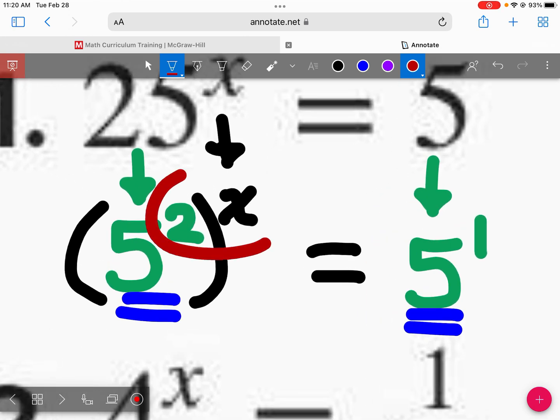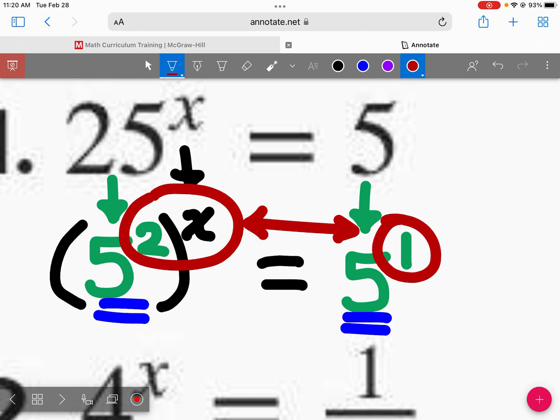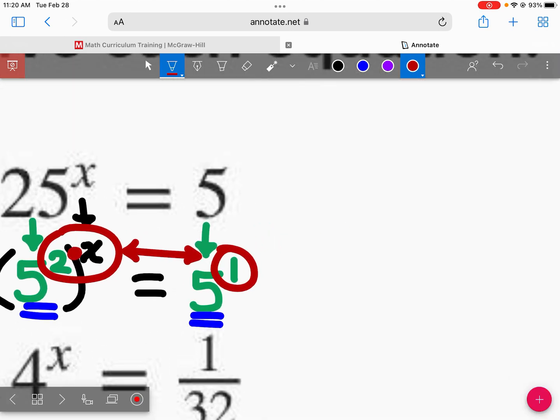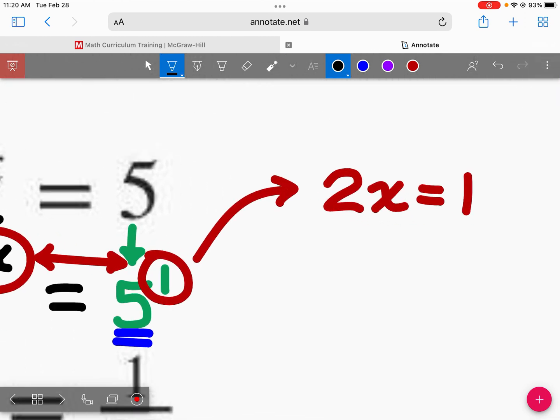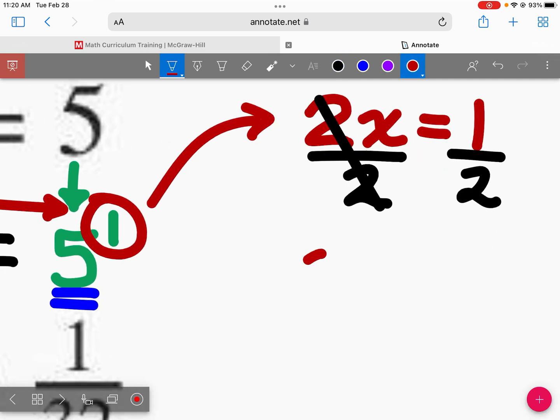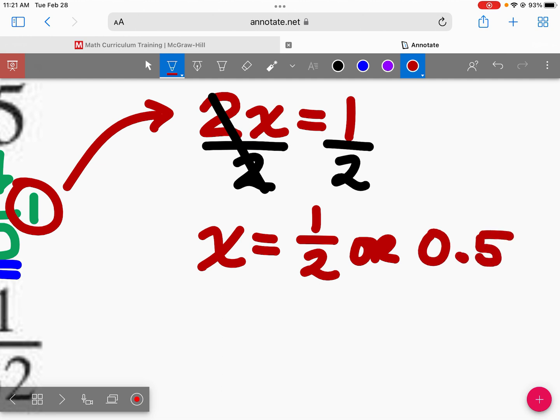Yes, the exponents, when the bases match, the exponents are equal. We have to multiply this 2 and x together. So I have 2x equals that exponent of 1. What would I need to do to this now to get the x all alone? Divide by 2. So x equals 1 over 2. Or if you would prefer to write that in decimal form, you could write that as 0.5.